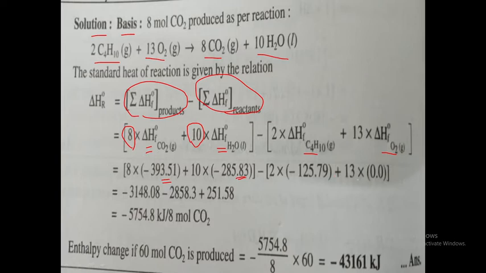Plus another reactant, that is oxygen. Oxygen data are not available in the table. You should take as 0. Are you clear or not? Okay. Those components not given in the table, we should take as 0. Are you clear? Okay. After substituting these values, finally we get the delta H R naught value. This is delta H R naught, minus 5754.8 kilojoule. So how many moles of carbon dioxide produce?